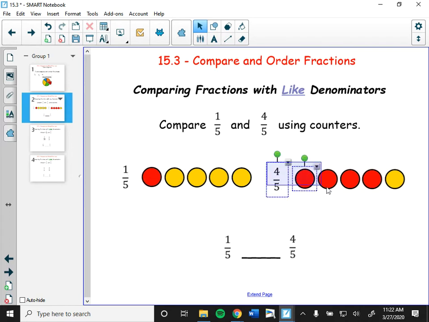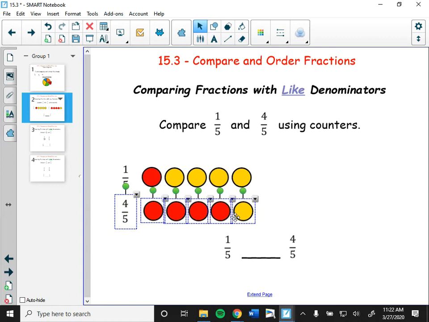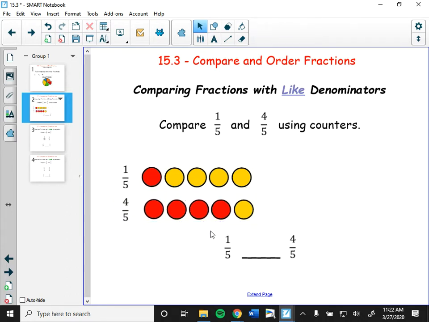Maybe if I put this next right underneath it will help us give a better comparison. This is 4/5, 4 out of the 5 are red. So which one would have more? 4/5. So I'm going to put our less than sign, because 1/5 is less than 4/5. Those are pretty easy, that's with like denominators. They're the same denominator.